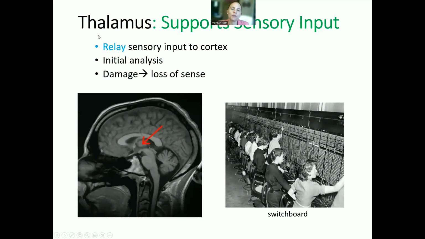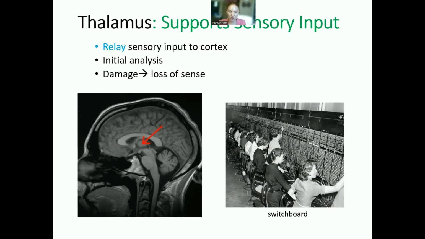For the thalamus, the function is to direct sensory information to the correct place within the cerebral cortex. Please remember the cerebral cortex is the region that perceives the sensory information. You're aware of it, you understand it, you feel it. But you have to get the information to the correct region within the cerebral cortex, and that is the function of the thalamus. It acts as a sort of relay station.